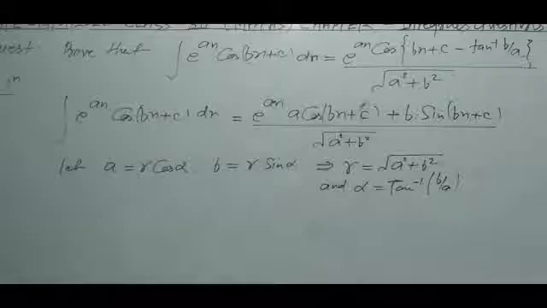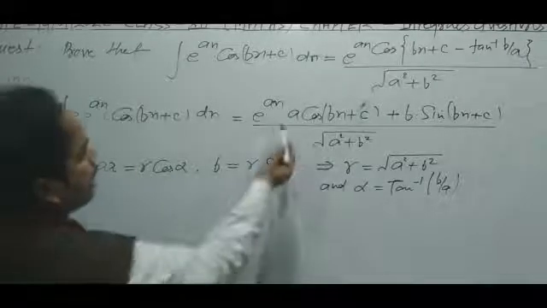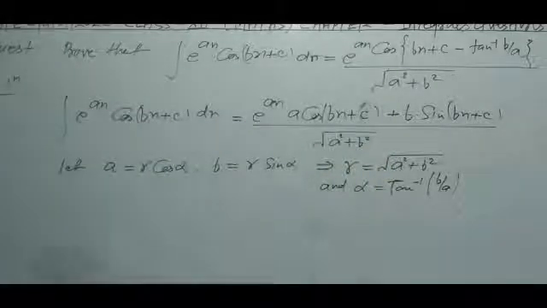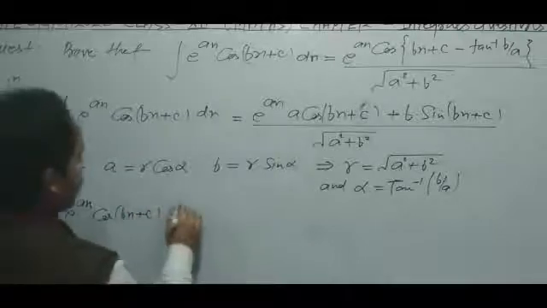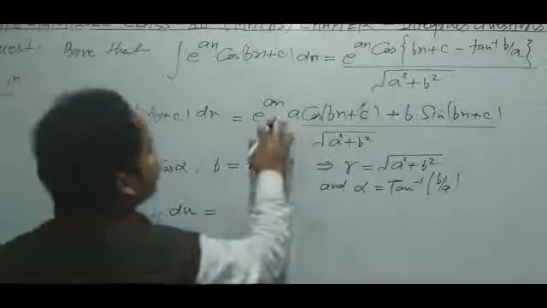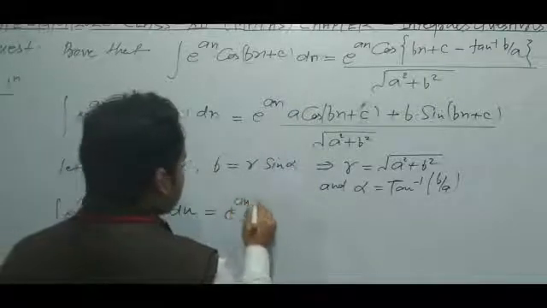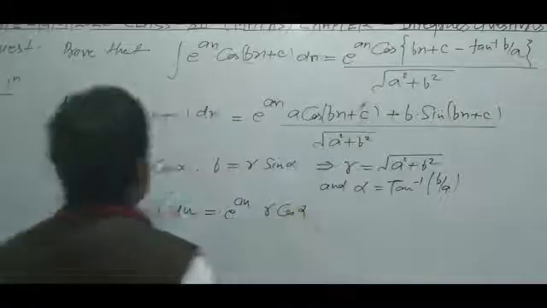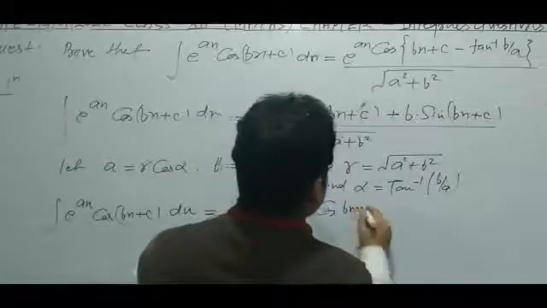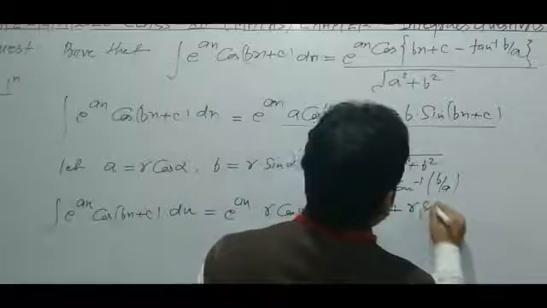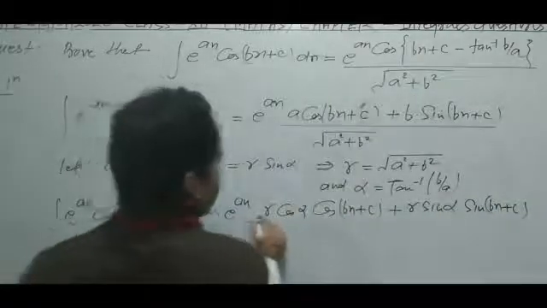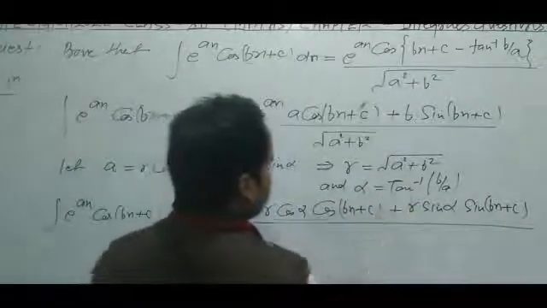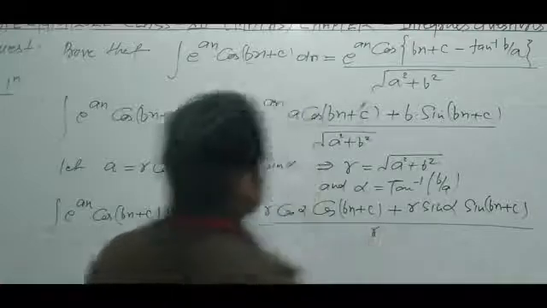So how can we change this? When we have considered a is r cos alpha and b is r sin alpha, integration over e to the power ax into cos(bx + c) dx is equal to e to the power ax into (r cos alpha cos(bx + c) plus r sin alpha sin(bx + c)) whole upon this result, root over a square plus b square, which is r.